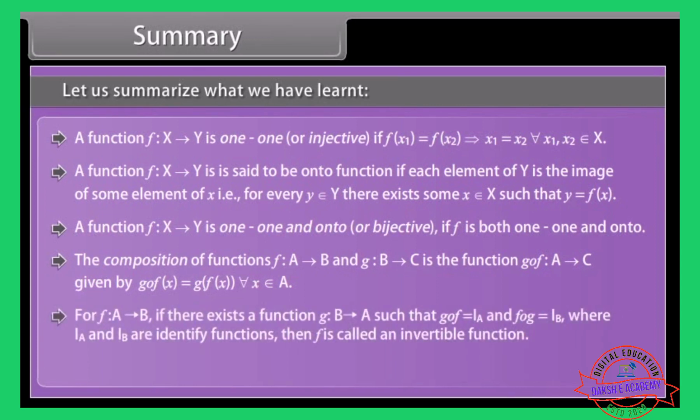For a function f from A to B, if there exists a function g from B to A such that g of f is equal to I_A and f of g is equal to I_B, where I_A and I_B are identity functions, then f is called an invertible function. A function f from X to Y is invertible if and only if f is one-one and onto.